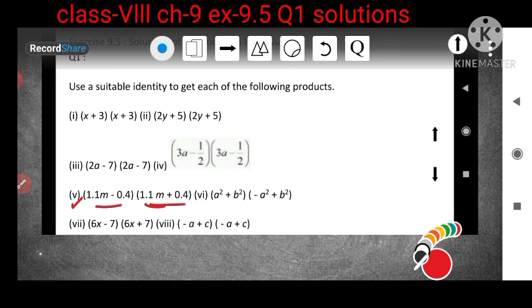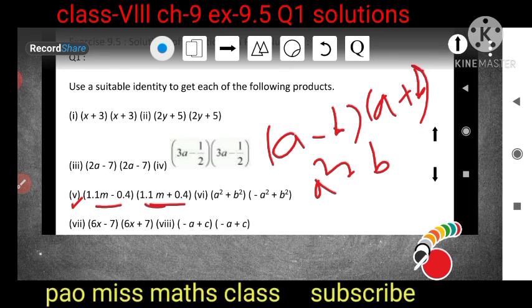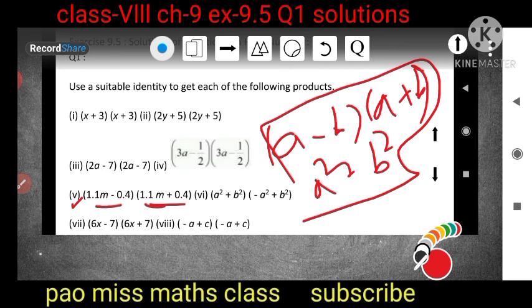So here we can use which identity? Here we can use the third identity, isn't it? What was the third identity? A minus b, a plus b is equal to a square minus b square, isn't it? Now we can use this identity because here one is plus, one is minus, and both terms are same. So first is a and second one is b, isn't it? And one is plus, one is minus, so we can use the third identity and we have to solve this question.